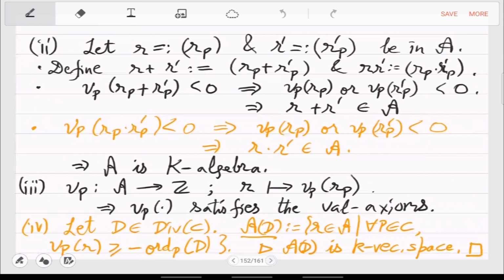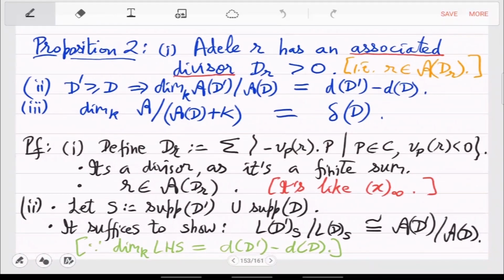So what will be useful is the dual of this, which is A modulo A(D). This will turn out to be a finite vector space, and we want to now show that.